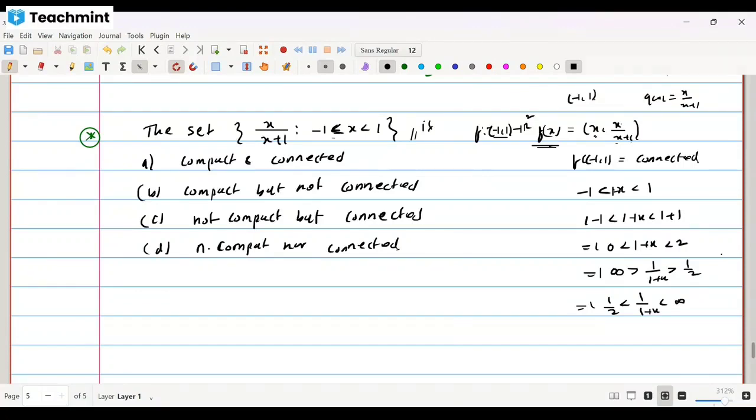But we know that x lies between -1 and 1, madam. x lies between -1 to 1, so 1/(1+x) is positive, right? How do we do this?